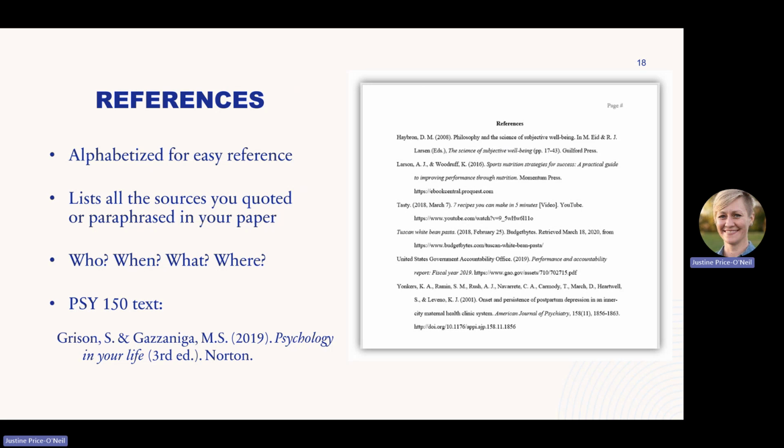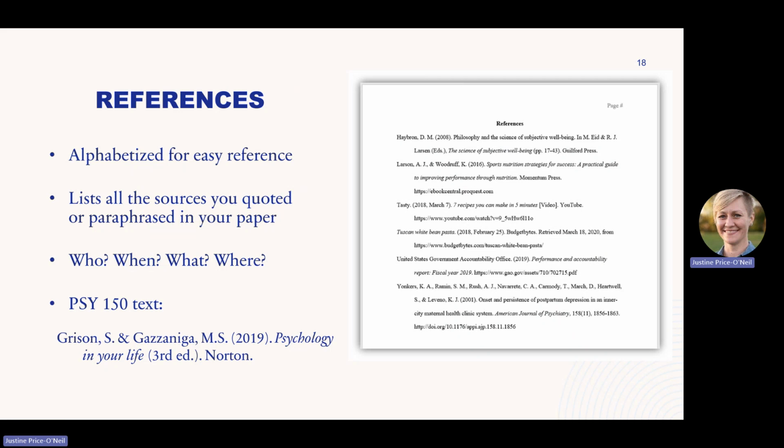And your Psychology 150 text, if this is the one that is used in your particular class, this is what your book citation would look like. You see you've got your authors there, and then the year in parentheses, the title of the book, the edition, and the publisher. And you might also notice that for the author names, it's only last name and then the initials. That is just the way the APA format is for the references page.